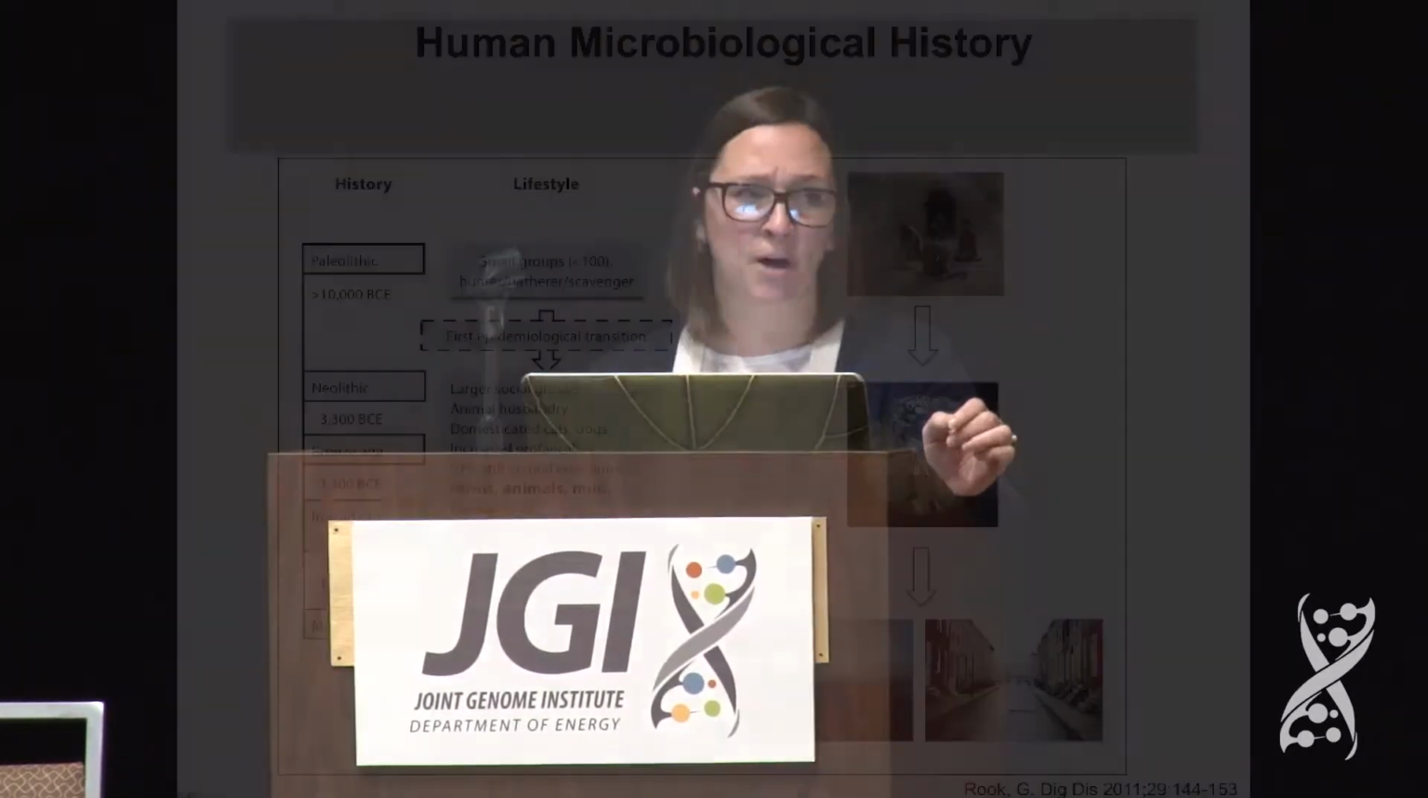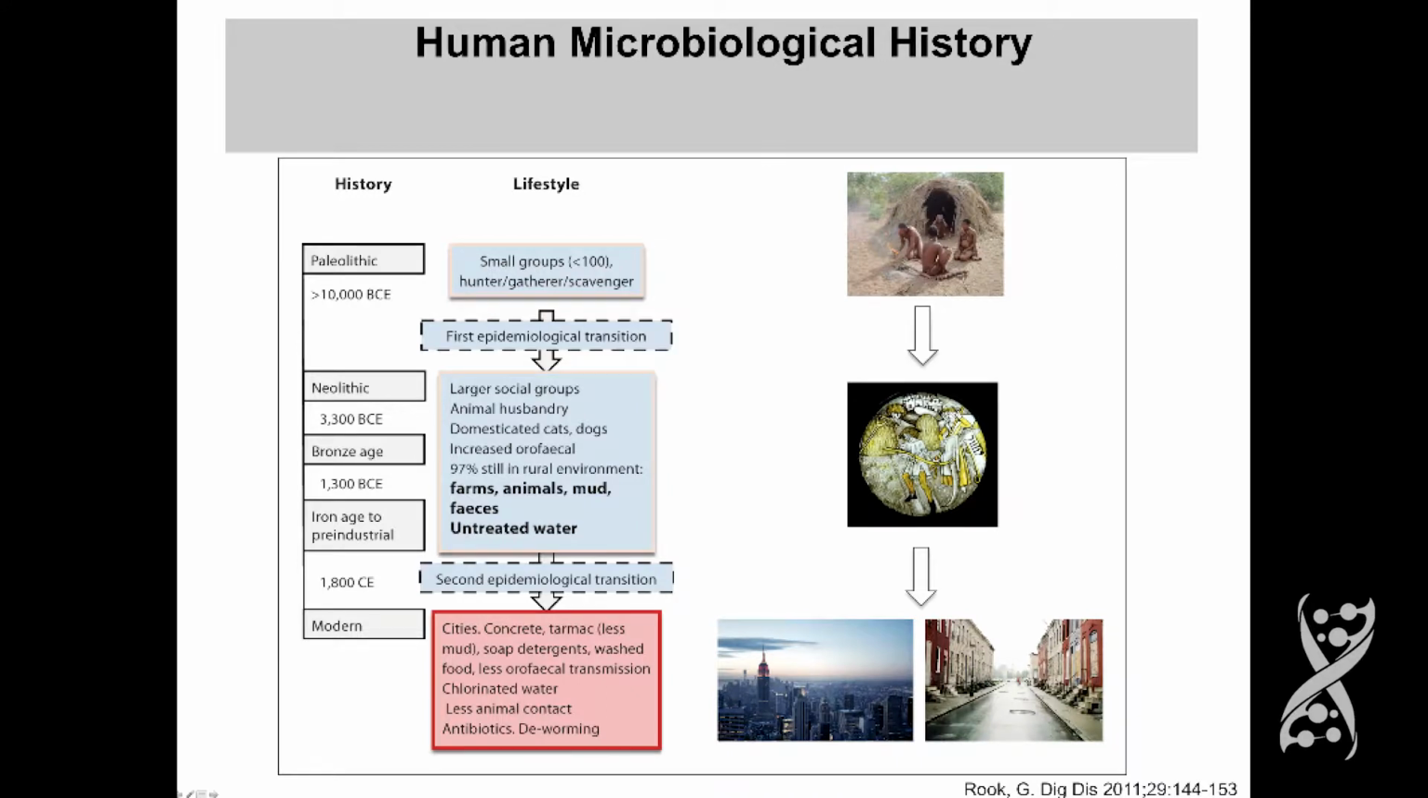But it's really with the second very large epidemiological transition as we've moved into the modern, post-industrial revolution phase, that we've really dramatically altered our interaction with the environment, and I think in particular with microbial exposures in the environment. We now primarily live in cities. Two-thirds of the population, and particularly in developed nations, live in urban areas. And we have far less microbial exposure. We drink chlorinated water, we use antibiotics, we have far less animal exposure.